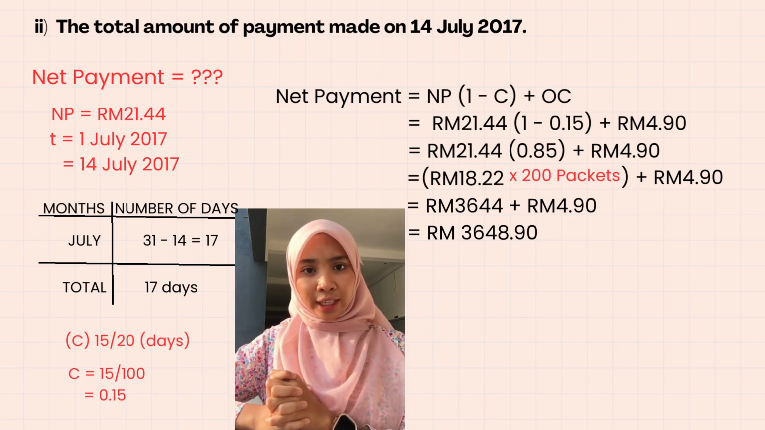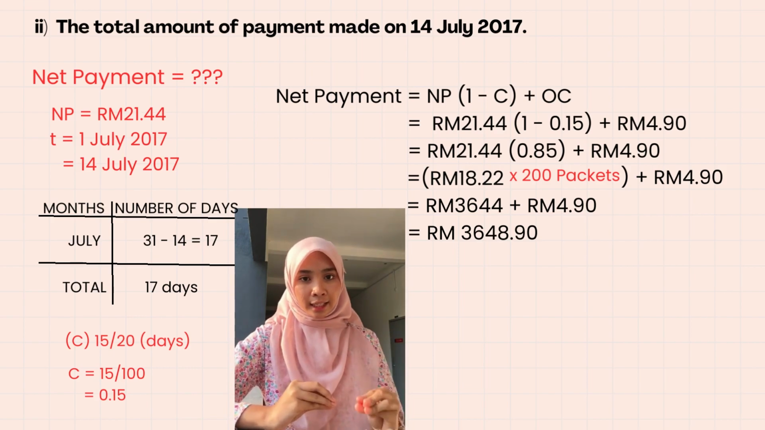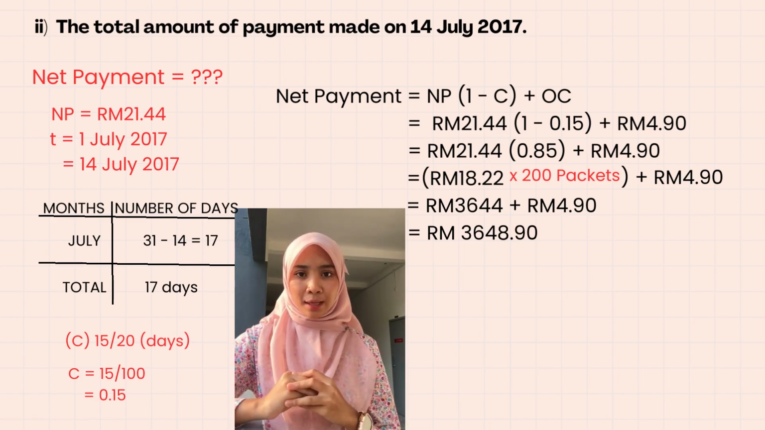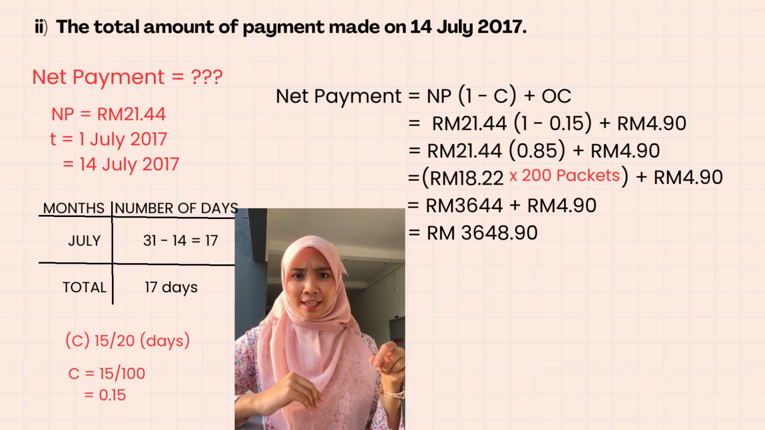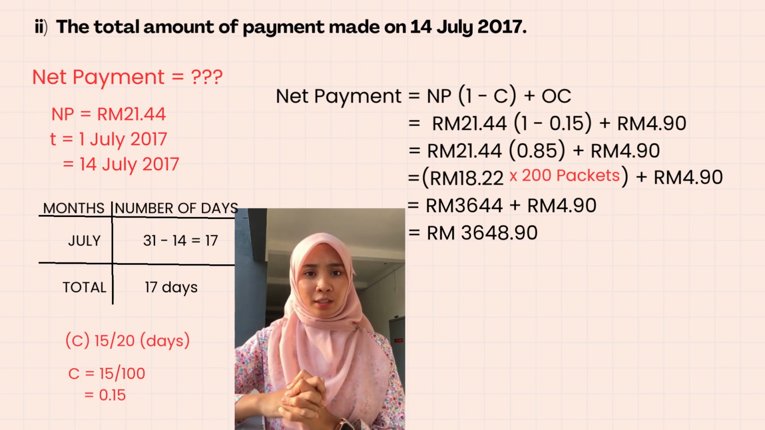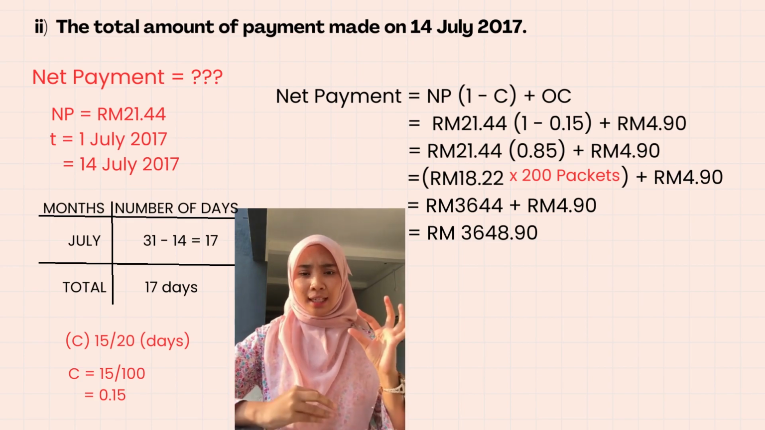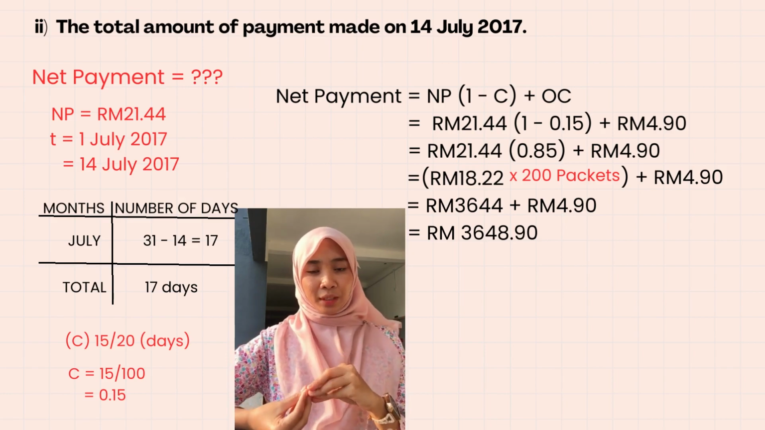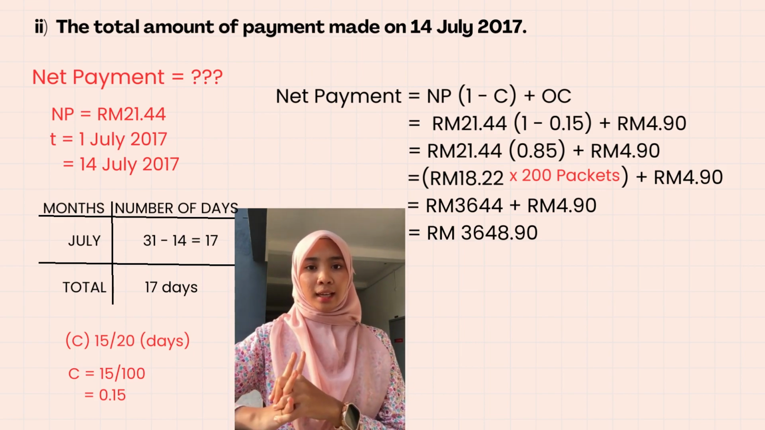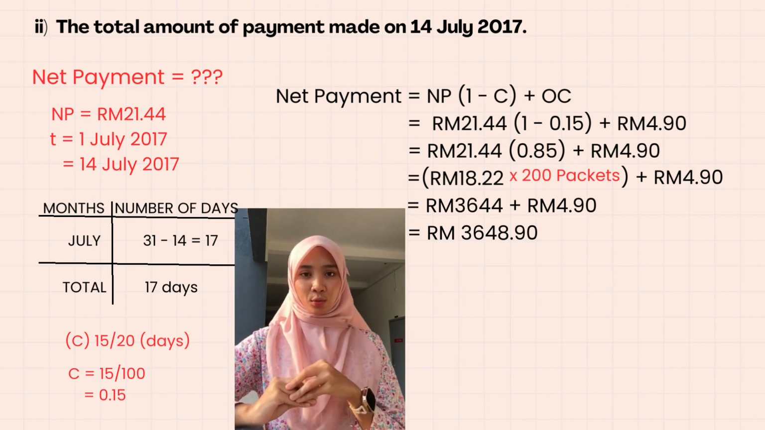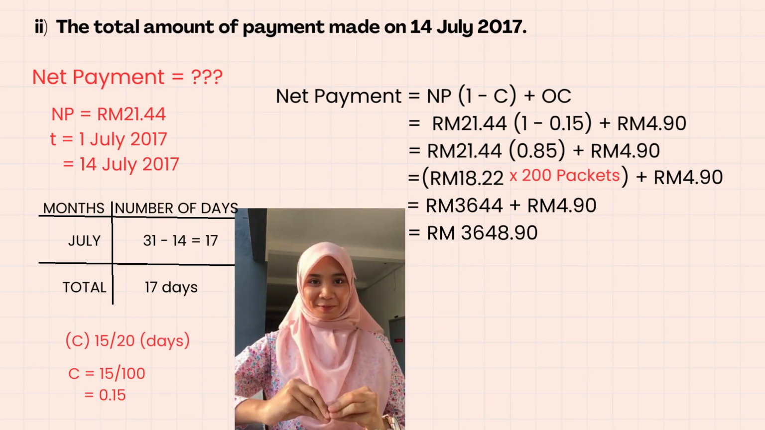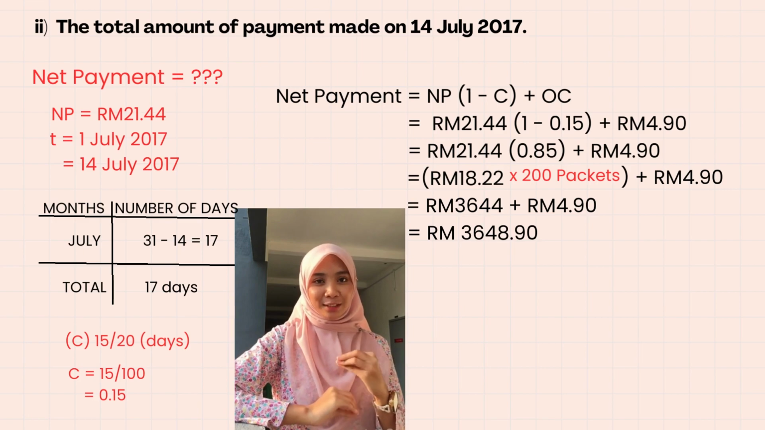Firstly, we need to find the number of days, which is how long the dealer took to pay the invoice. We will use the method that I put there, which looks like a T table. For the row of months, I only put July because this payment is only in July. For the row of number of days, we need to identify the days of July, which is 31, and minus the day the payment was made, which is 14. And we get the total, which is 17 days.